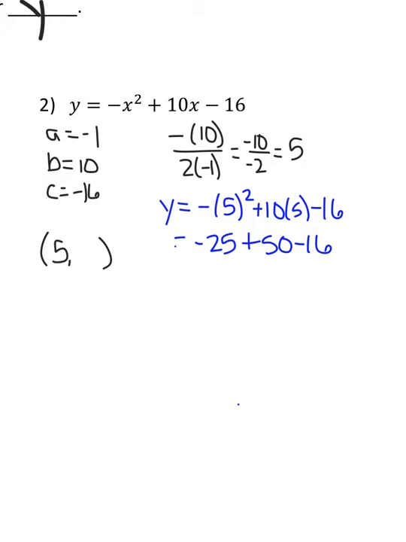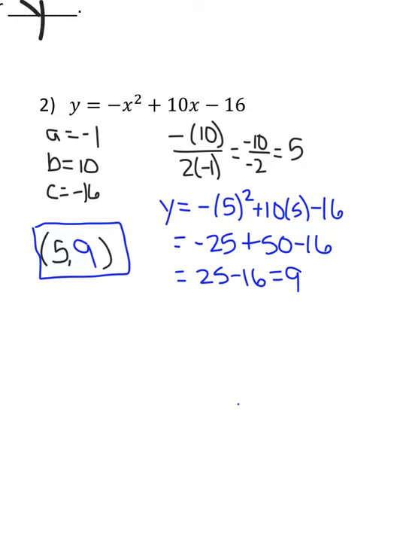And then we have 25 minus 16, and 25 minus 16 is 9. So when x is 5, y is 9. My vertex is 5, 9. All right. Let's do one more of these.